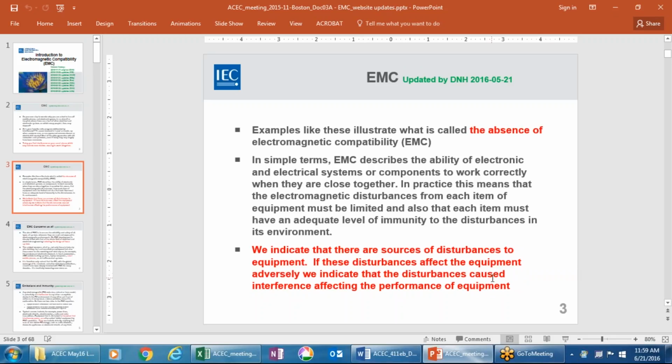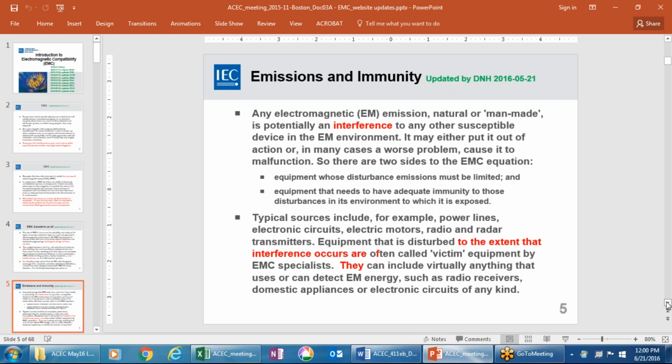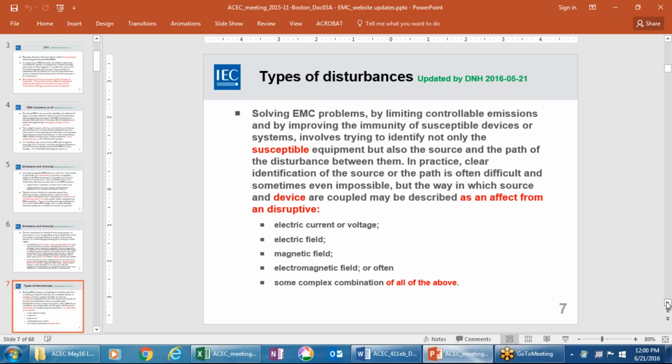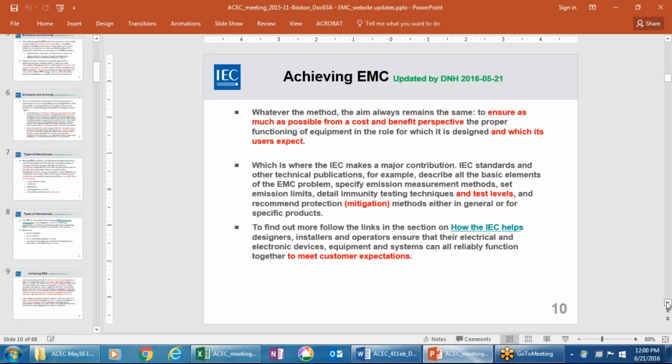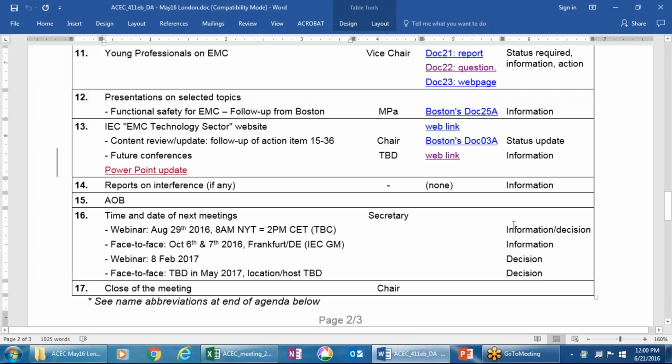And we talk about disturbances, the difference between disturbance and interference. And then here, in simple terms, EMC describes the ability, and you can read that yourself, which you're all familiar with. And it concerns us all. These are headings from the website, where we talk about emissions and immunity, and the types of disturbances, which I just talked about in 77B. And it goes on, and I think, again, I'll close with that, because I think it's good background, and this is one of my ideas I wanted done this year, and it looks like it's going to happen. It'll show up on the website.